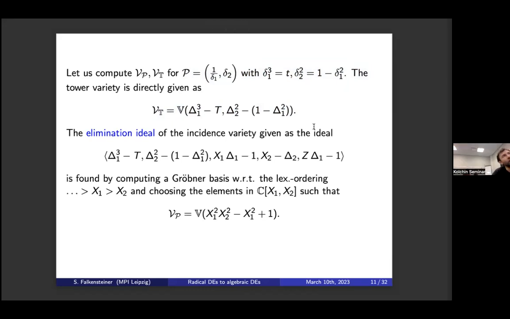And a quick question. So what you're doing here, is it completely unrelated to the differential equation structure? So far, yes. Thank you.